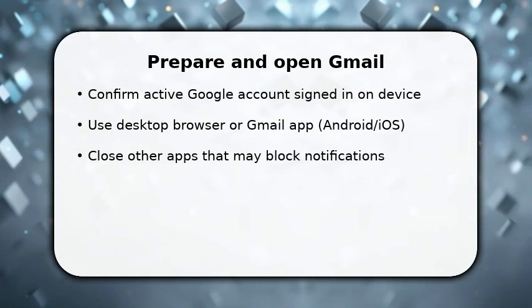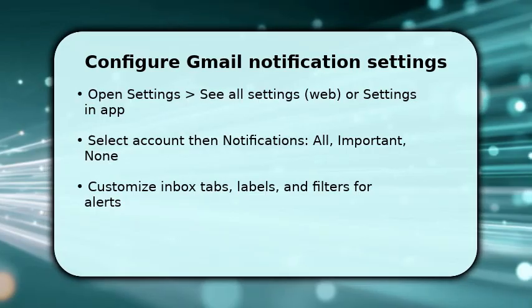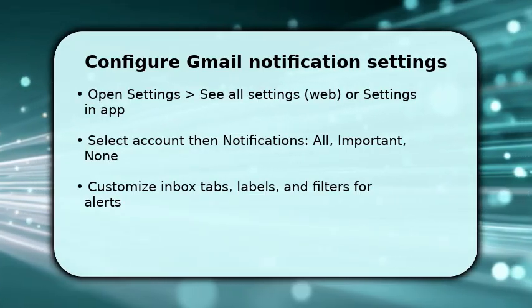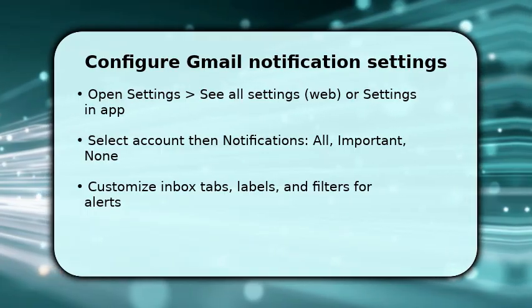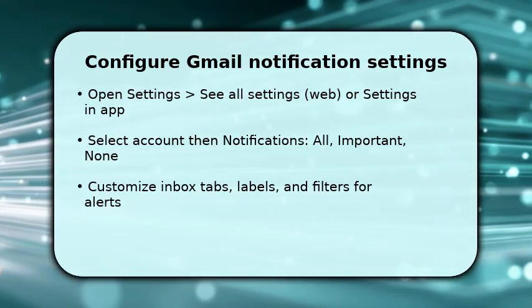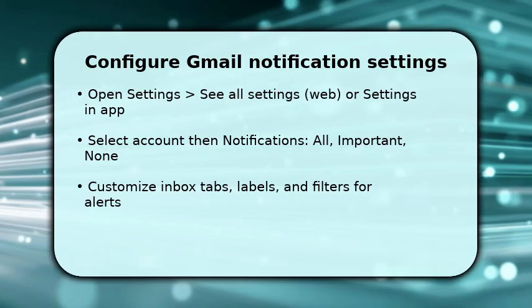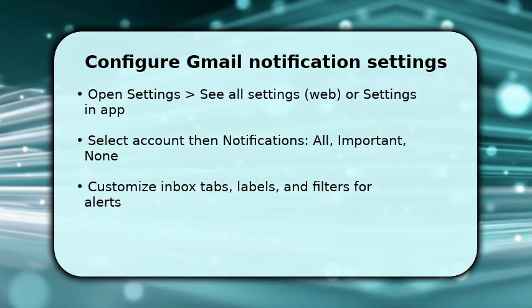Now configure Gmail itself. On web, click the gear, then see All Settings and choose the account's configuration. On mobile, open the app menu, tap Settings and pick the account. Under Notifications, choose All Mail, High Priority Only Important, or None based on how many alerts you want. Make sure inbox type and tab settings match what you expect.